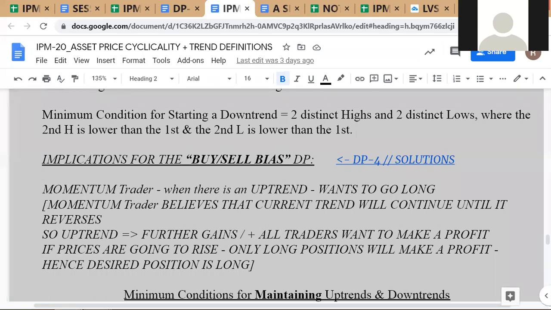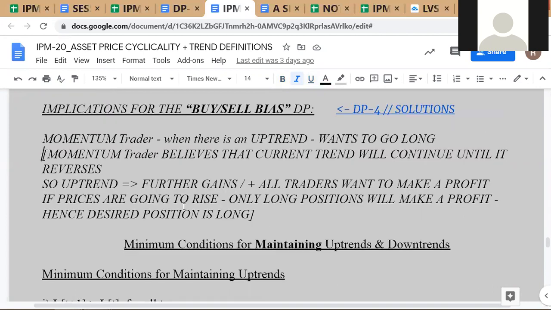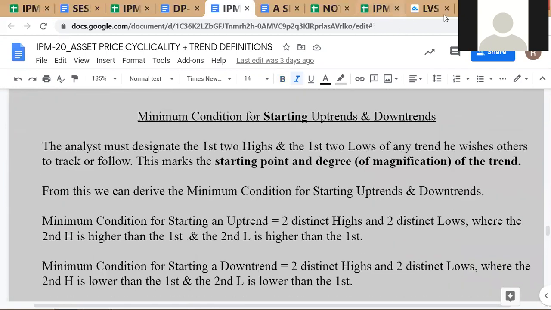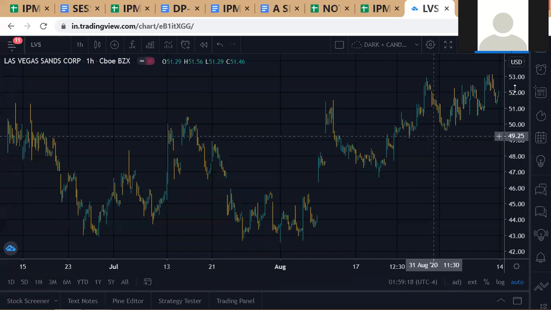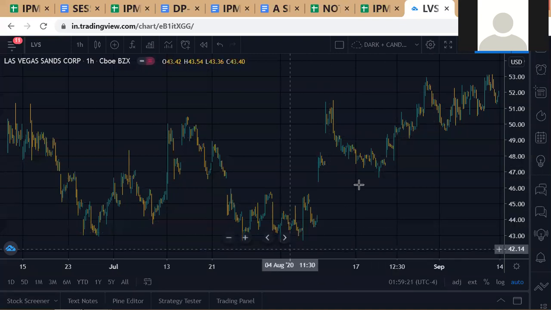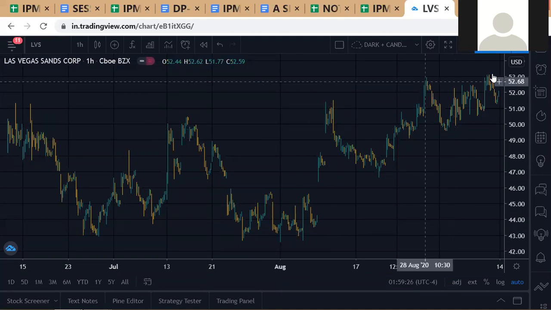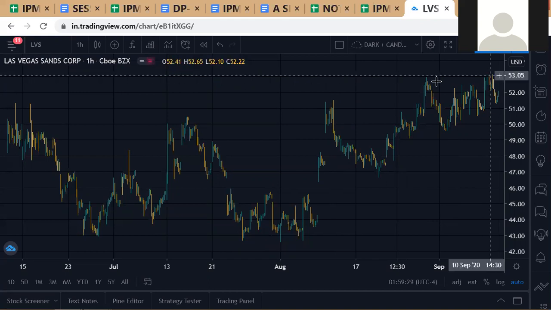So where we were was, once we understand these points, we are able to now see certain implications for the DP4 solutions. We already discussed that once you understand these 2 important principles, what is the definition of an uptrend and a definition of a downtrend? Here you have an uptrend because low, higher low, higher low, high, higher high, and the last one is higher than this. So higher highs, higher lows, and the reverse for downtrends.